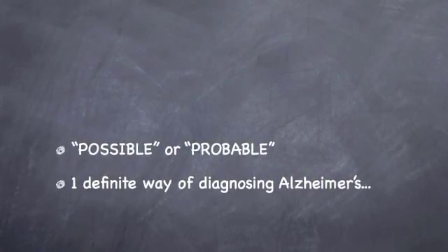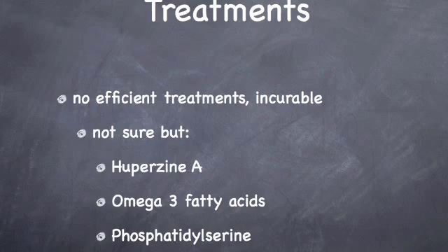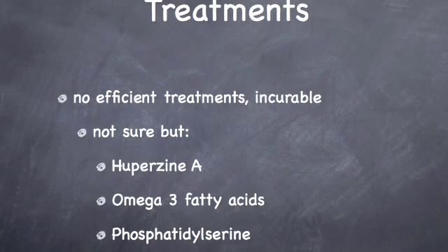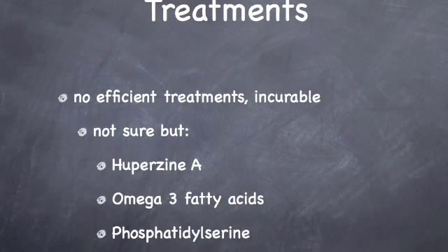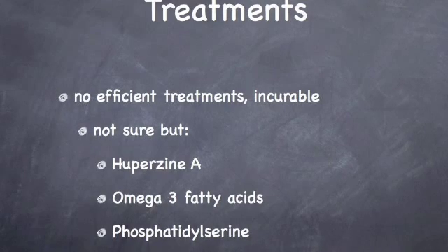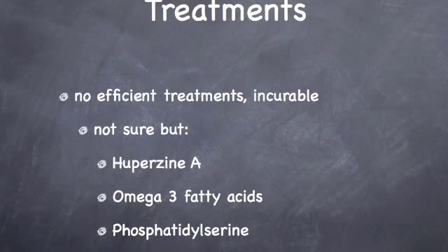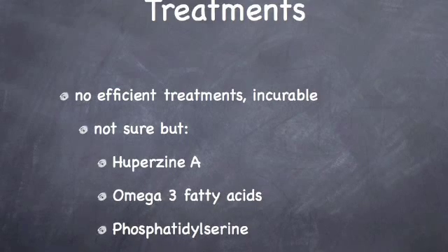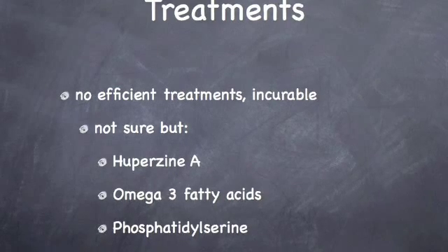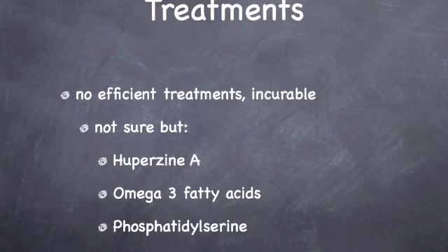There are no known proper treatments for AD, but there are some things that have recently shown positive results when used for AD patients: Huperzine A, omega-3 fatty acids, and phosphatidylserine, which slightly slow down the development of AD, degeneration of cells, and other known internal defects of AD.